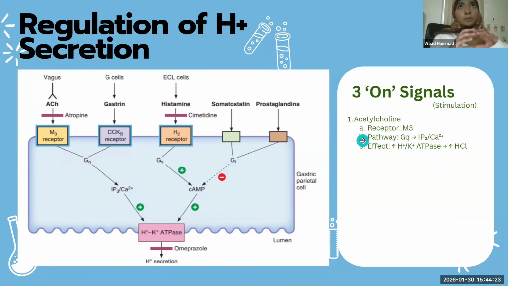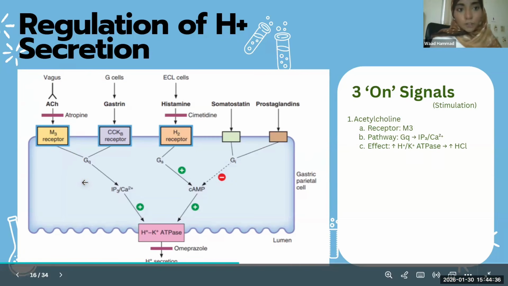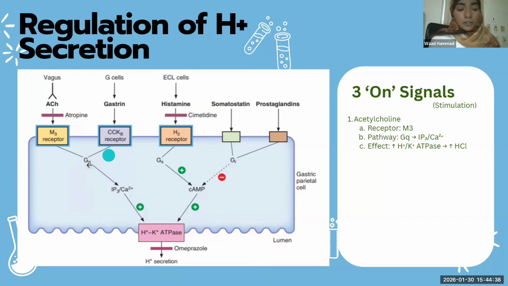And what the GQ pathway is basically a cell signaling cascade. So it just goes to second messengers and things like that. It's a very long process. I'm pretty sure you guys took it in the cell signaling lectures in molecular biology, but what you need to know for this one right now is that it activates the GQ pathway as one of the G proteins, which then causes IP3 and calcium to increase.